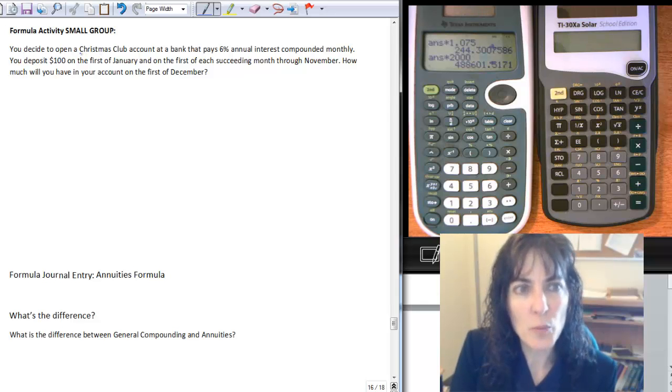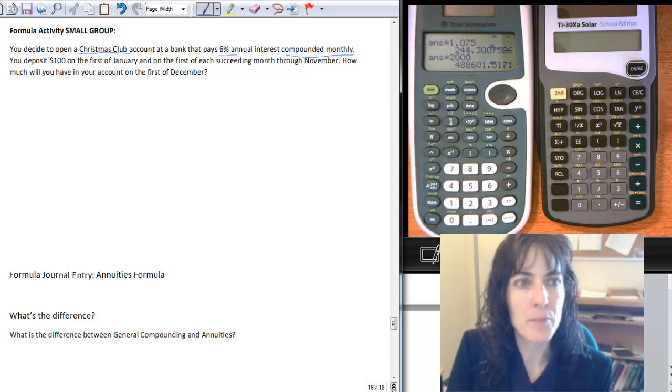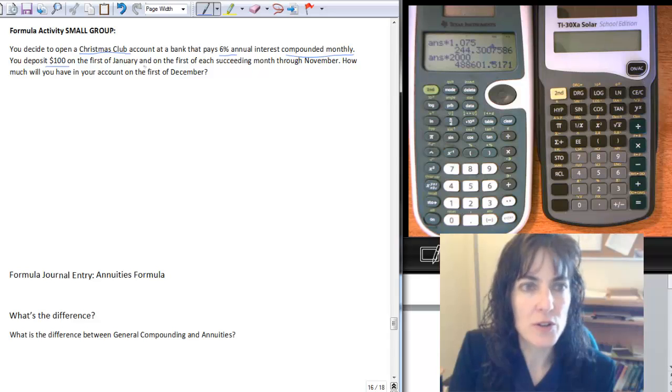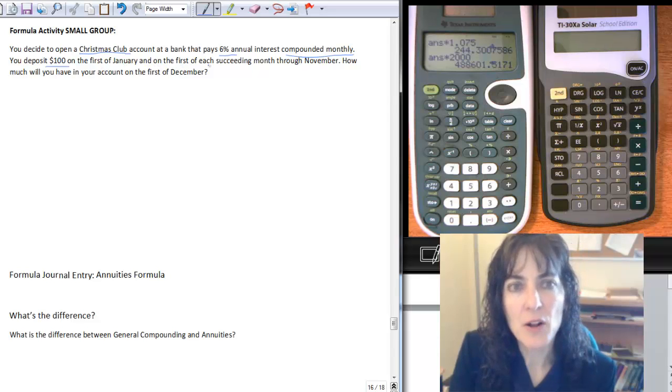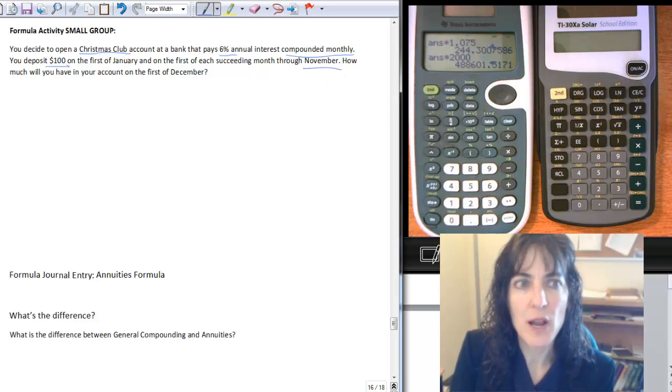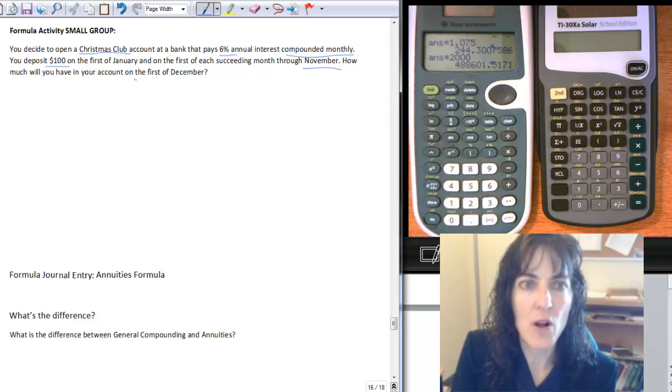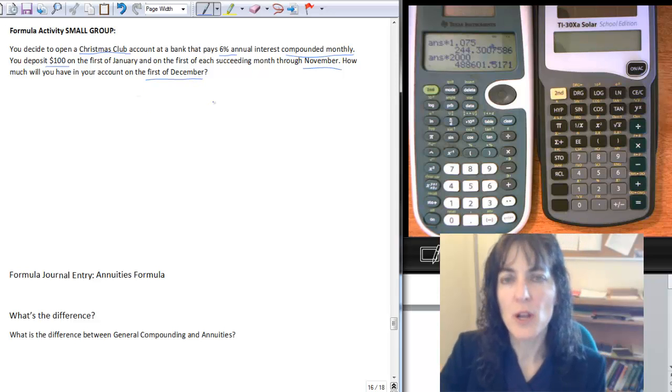So you decide to open one of these accounts at a bank that pays 6% annual interest compounded monthly. You deposit $100 on the 1st of January and on the 1st of each succeeding month through November. How much will you have in your account on the 1st of December?